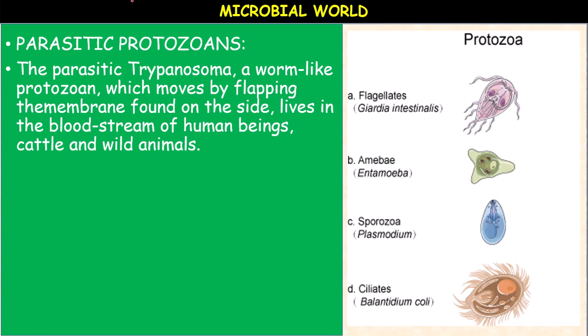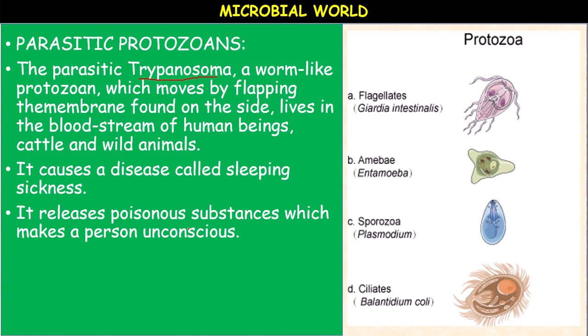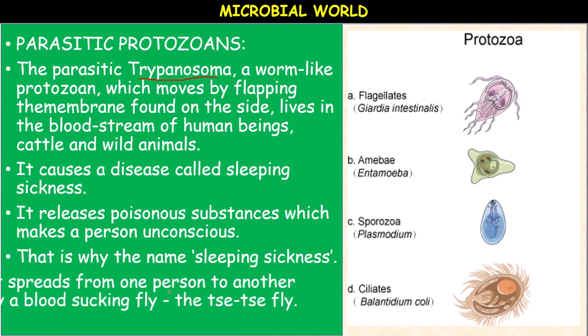If you take the parasitic protozoan Trypanosoma, a worm-like protozoan which moves by flapping the membrane found on the side, it lives in the bloodstream of human beings, cattle and wild animals. It causes a disease called sleeping sickness. It releases a poisonous substance which makes the person unconscious also. That is why the name sleeping sickness.